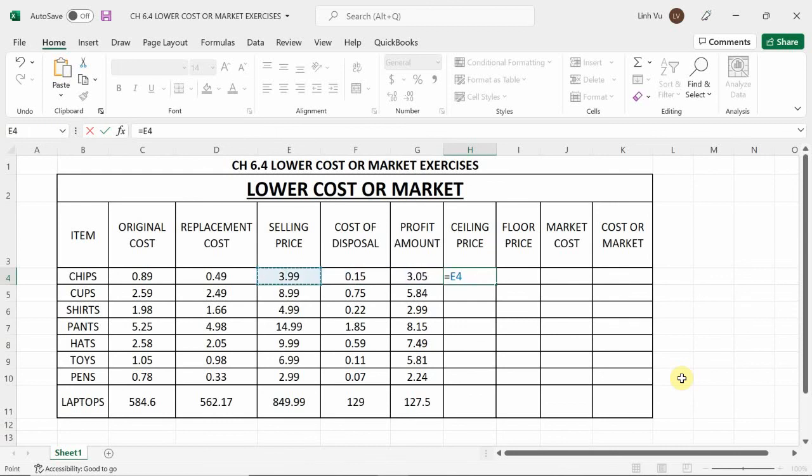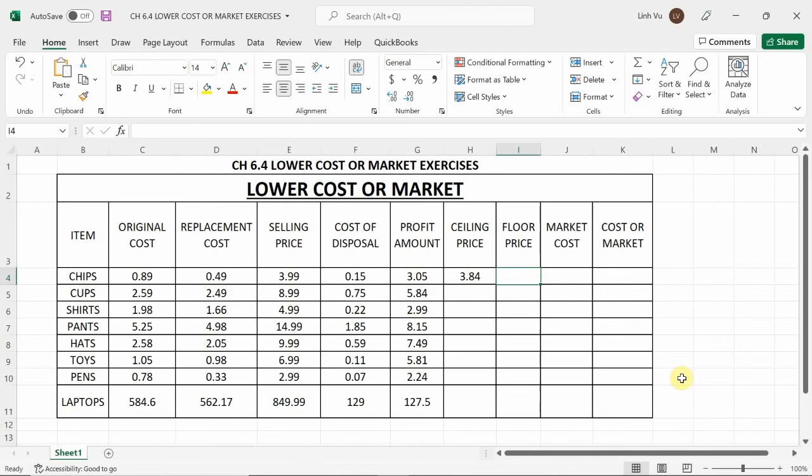The ceiling price is the highest, right? Yes. So it would be $3.99. Okay, so in this case, ceiling, it's not just $3.99. That's the selling price. In this case, the ceiling price is going to be the selling price minus the cost of disposal. So that would be $3.84.